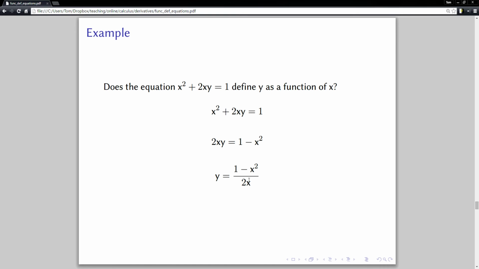Whatever x is, when I plug x in here, I'm only going to get one value out. If I plug in x equals 1, I get 0 on top and 2 on the bottom. 0 divided by 2 is 0. So I get a unique value for y for every input for x. And so the answer here is yes, we got a unique solution when we tried to solve for y. So this equation does determine y as a function of x.